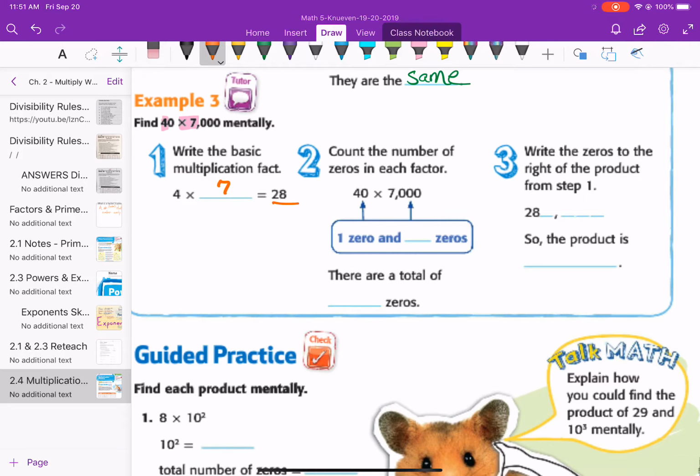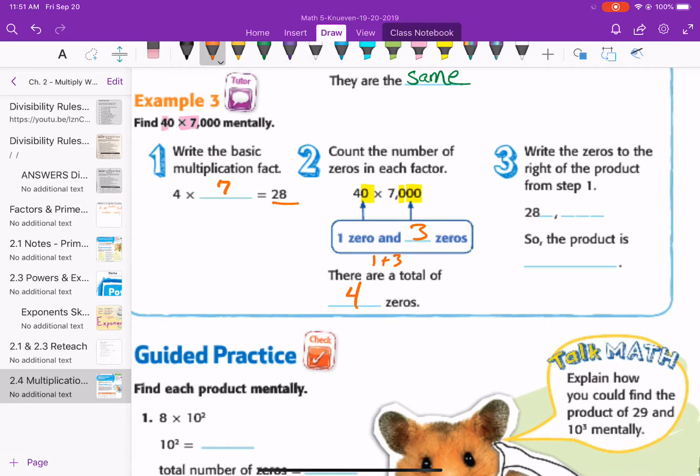Now I count the number of zeros in each factor. So in each part of the problem, I see 1 zero in 40, and I see 1, 2, 3 zeros in 7,000. So total, I add 1 plus 3, I will have 4 zeros in my answer.